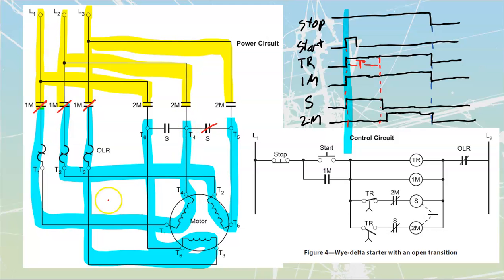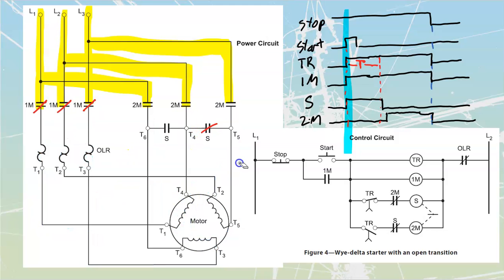And at this point, each of these paths no longer has a complete path for current flow. So I'm going to have no power going through my motor. I don't have any complete path at this point. S drops out on both of these, and then when S finishes dropping out and recloses over here, we saw that 2M was then going to close.